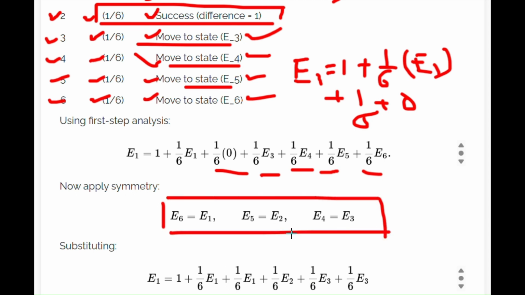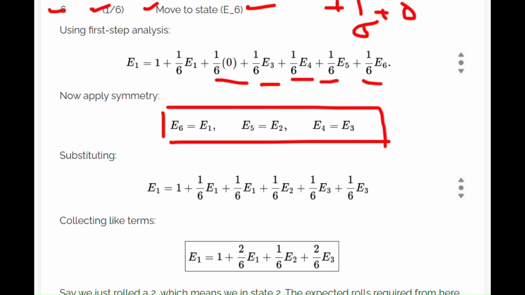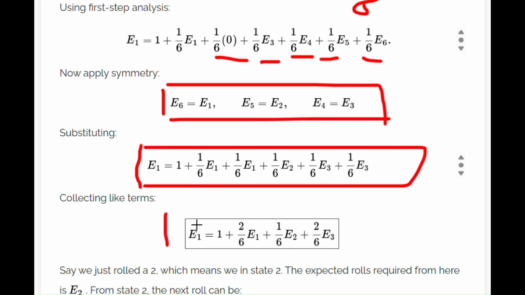Now, once again, we will apply the symmetry. So E1 equals E6, E2 equals E5, E4 equals E3. Substituting this into our above equation, we get this equation, and then we collect the like terms on one side. This gives us an equation in E1, E2, and E3.